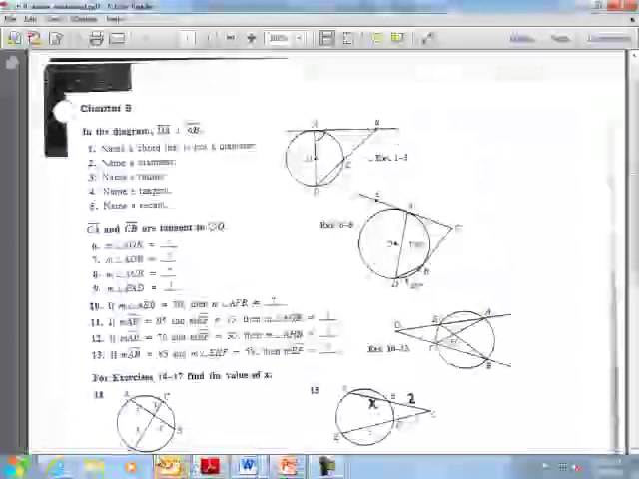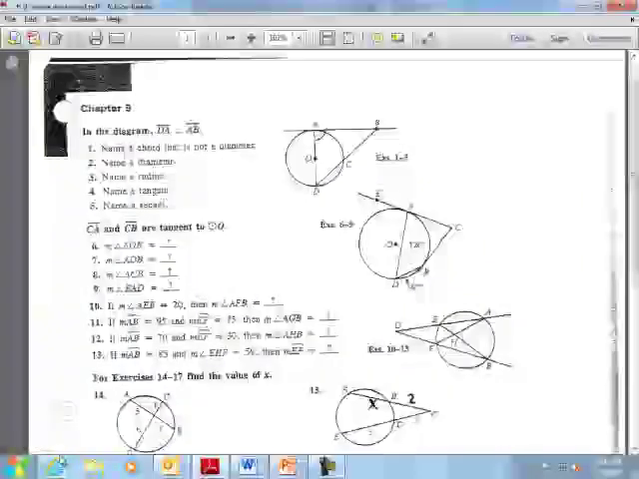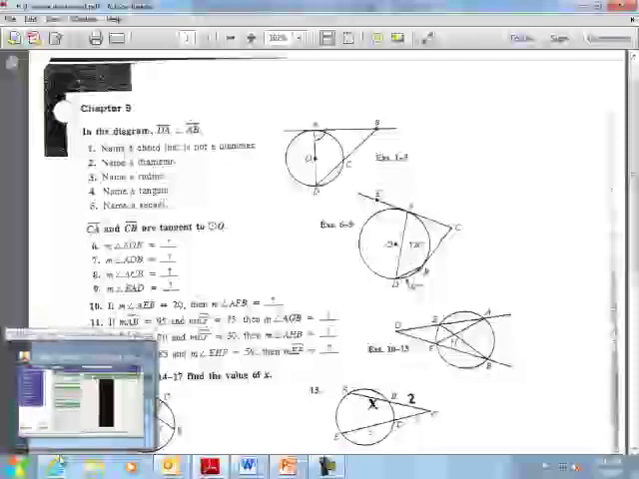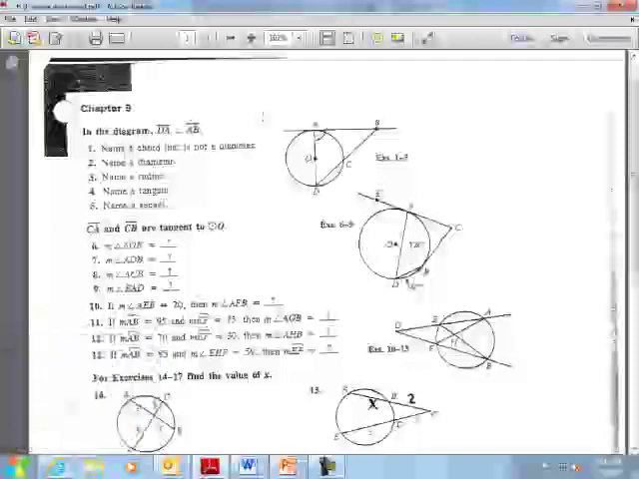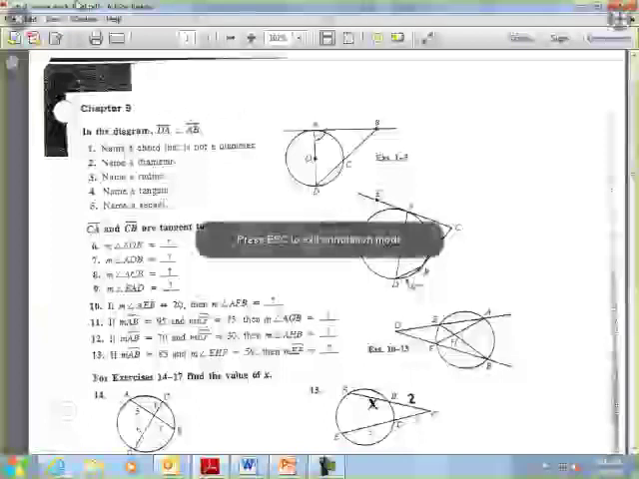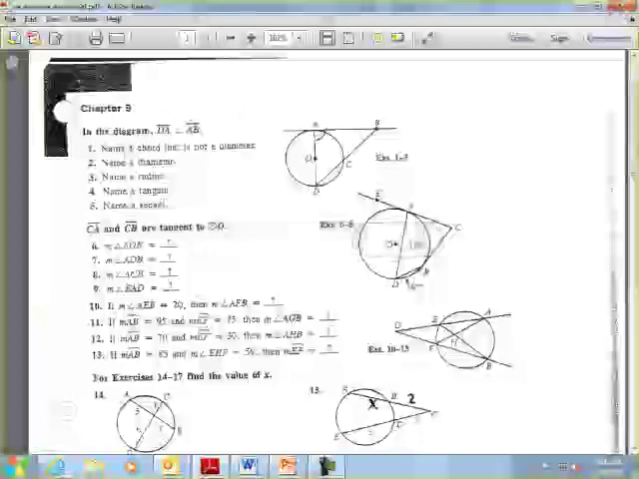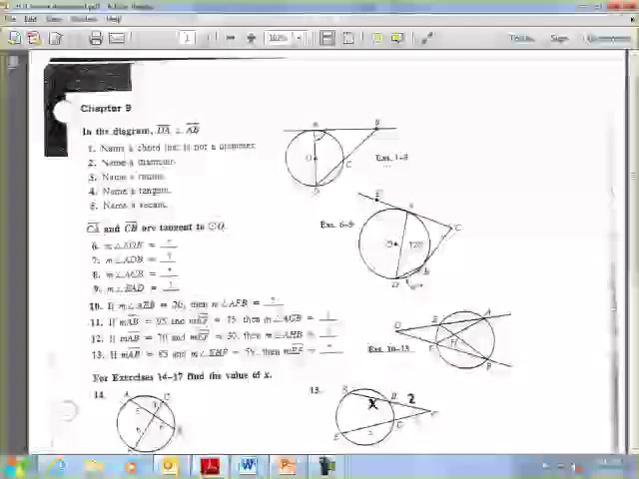So the next page in your packet is this handout. The first type of question here is how vocabulary will be tested. You'll be given a diagram and asked to name certain things in that picture. So name a chord that is not a diameter. Where is a chord in that circle that is not the diameter?